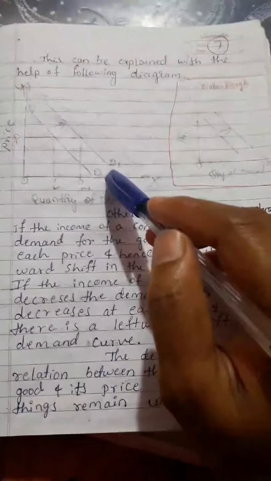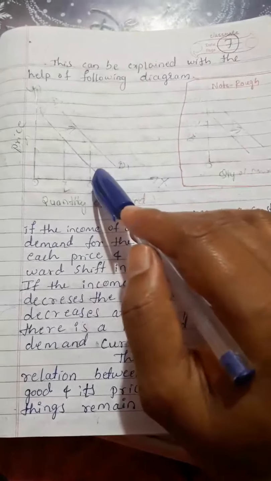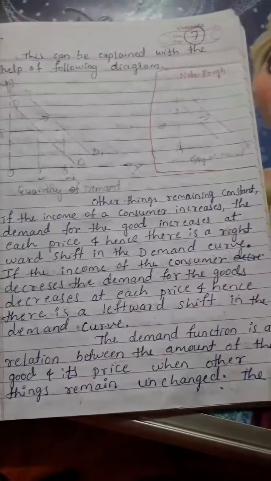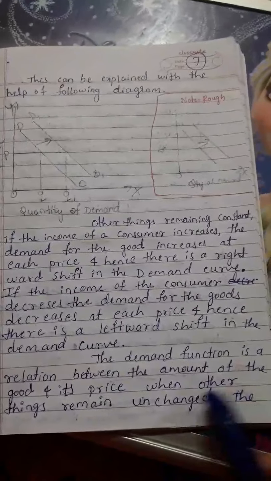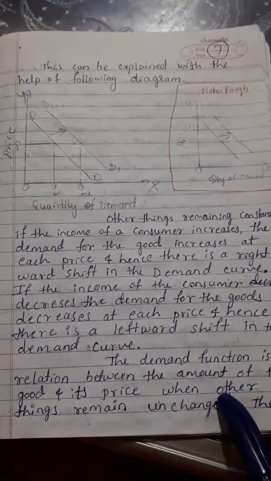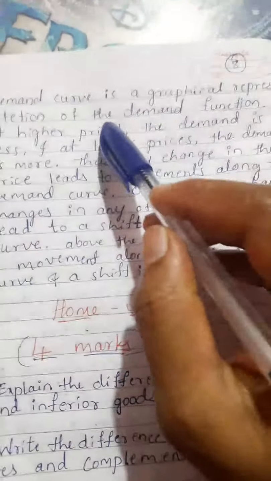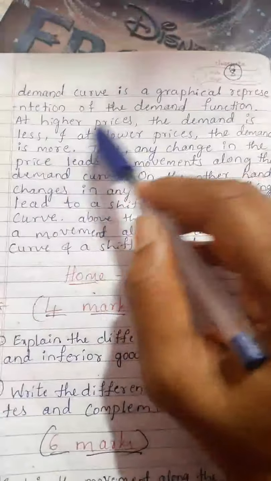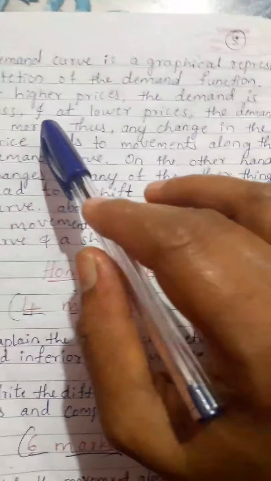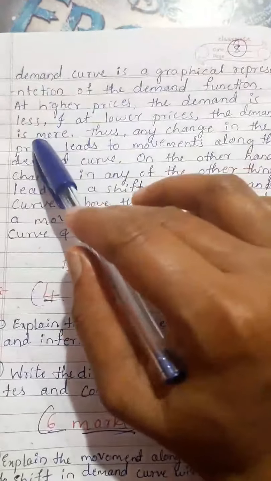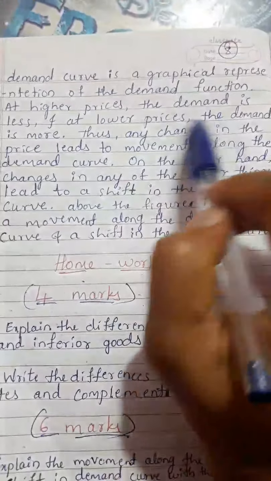When one of the other things or other factors changes, it will be demand curve shift rightwards or leftwards of the original demand curve. Here the demand function is the relationship between the amount of the good and its price when other things remain unchanged. The demand curve is a graphical representation of the demand function. At higher prices, the demand is less. Higher prices means the demand is less. At the lower prices, the demand will be more.